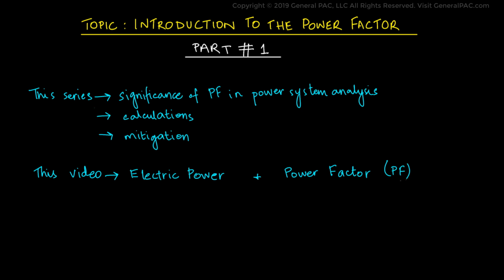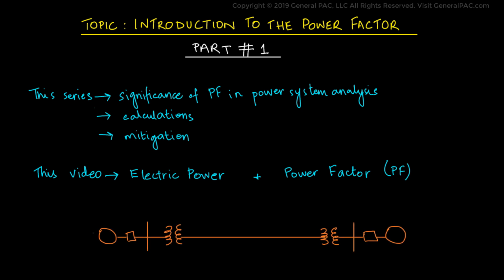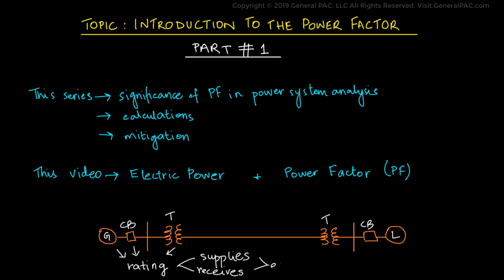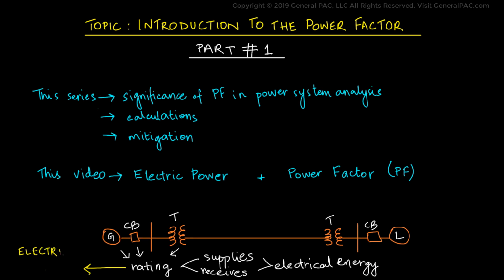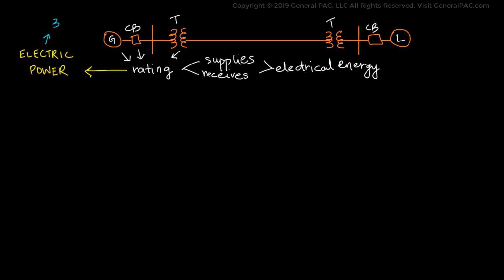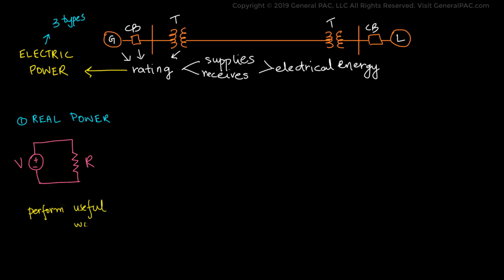We know that a power system consists of many components like generators, transformers, loads, protected devices, and so on. And each equipment has a rating at which it supplies or receives electric energy. The rating is called electric power. Electric power is further classified into three subcategories. The first one is called real power or working power. This is the actual power which is required to perform useful work, or in other words, transfer electrical energy from one point to another. It is expressed in terms of watts, W.